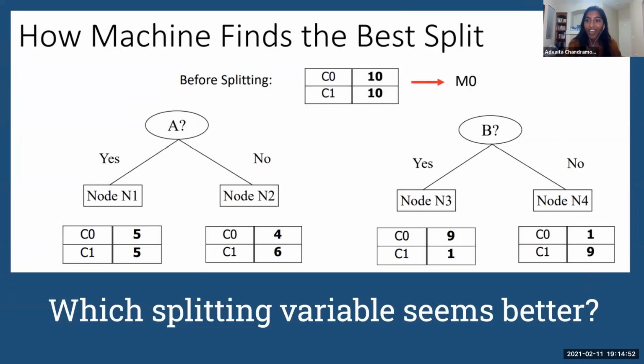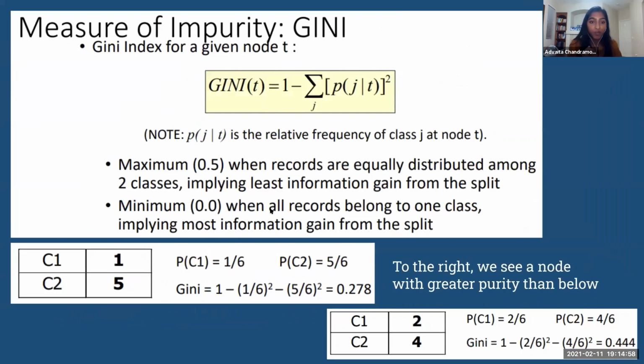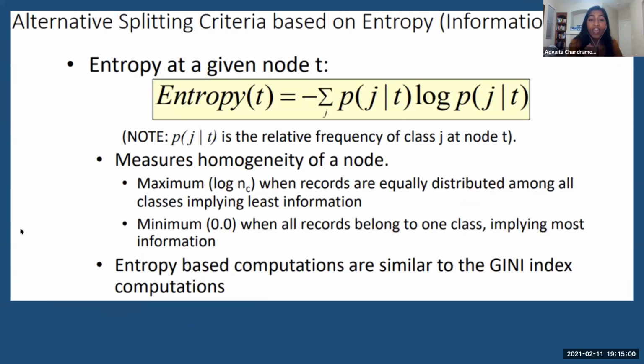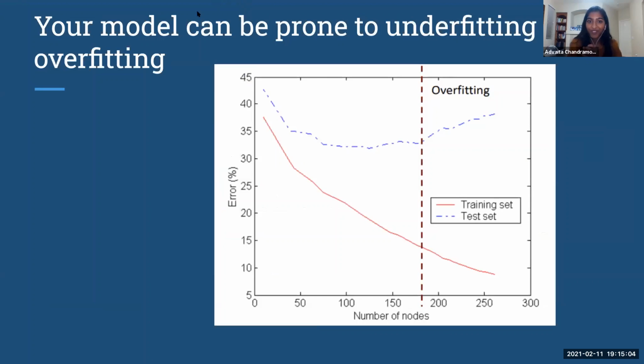I'm going to look again for a little bit of participation here. We have two examples, A and B, of two different splitting variables. Oops, let me go back. I want to know which one is the better splitting variable, based on what I just said.